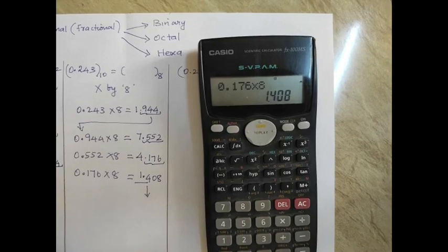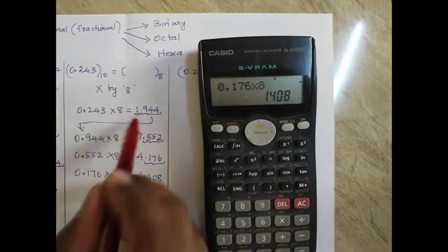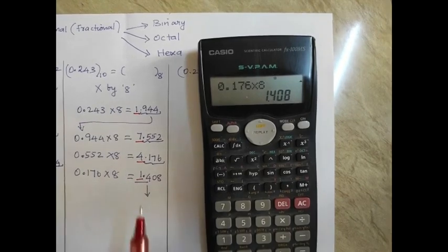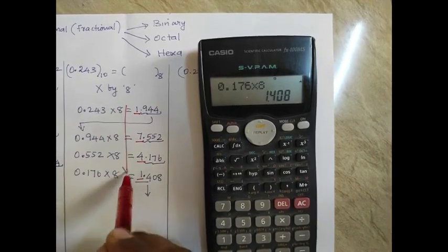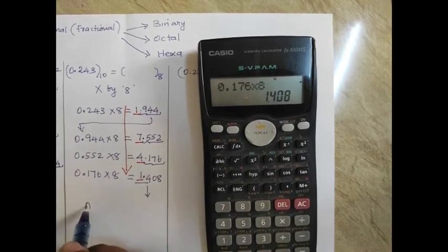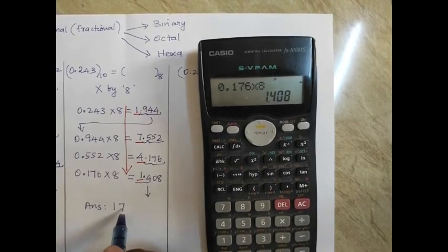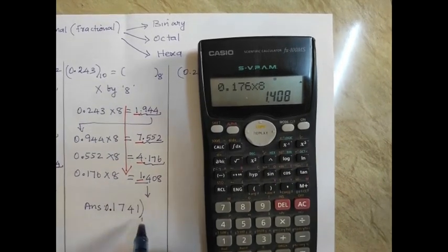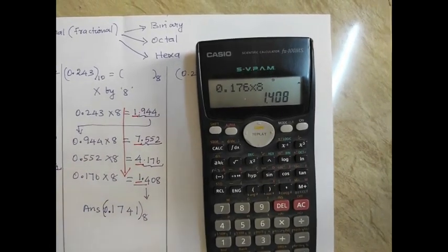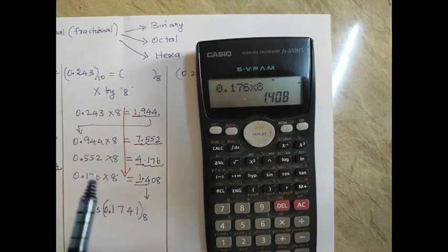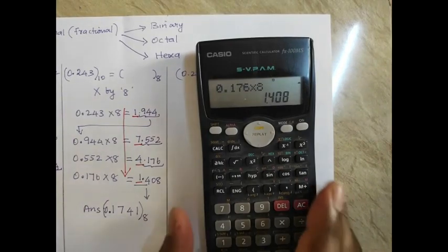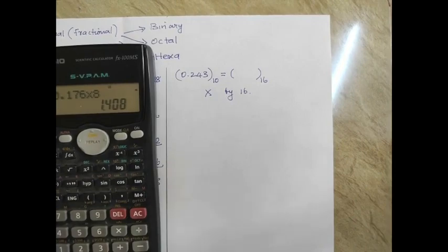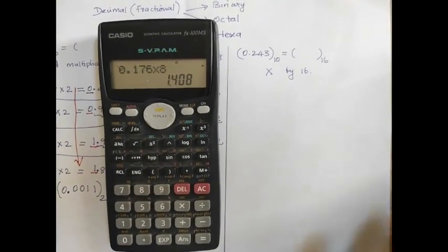So now we will write the answer. For this answer we take the whole numbers and write from the top to the bottom. The answer should be written as .1741, putting the dot before. So this is your octal number. Always don't forget to put the dot before writing the answer, because we are doing the calculations for a fractional decimal number. Next we will see how the same number can be converted to a hexadecimal number.